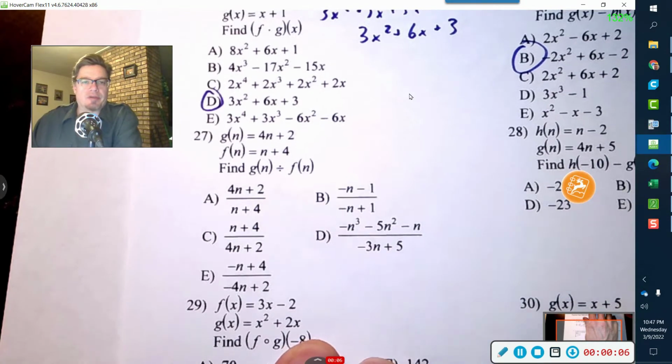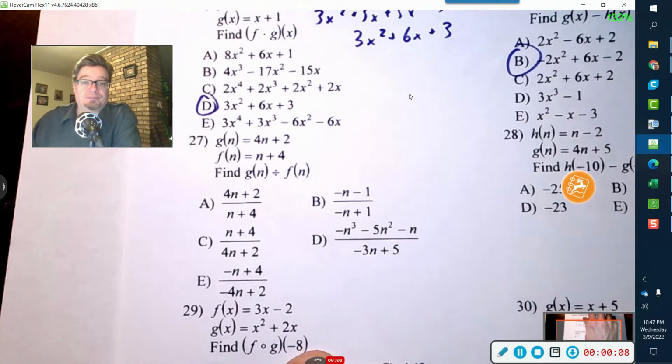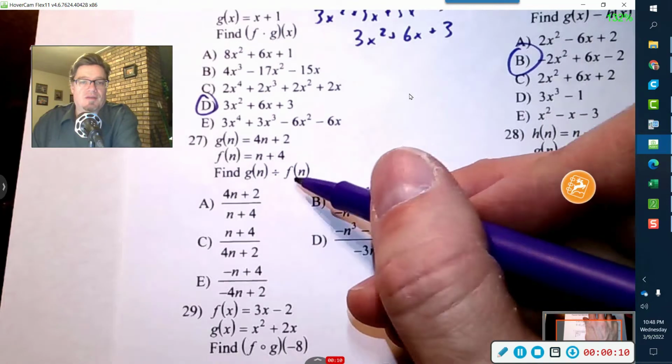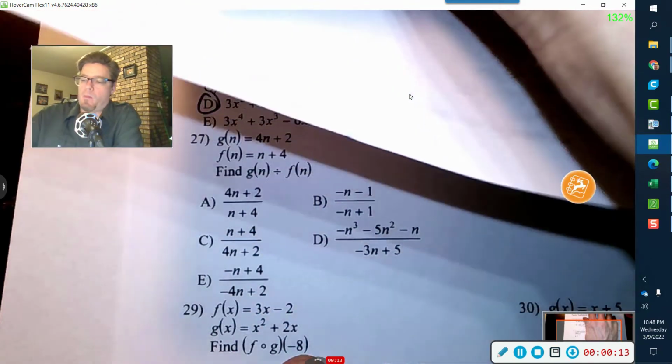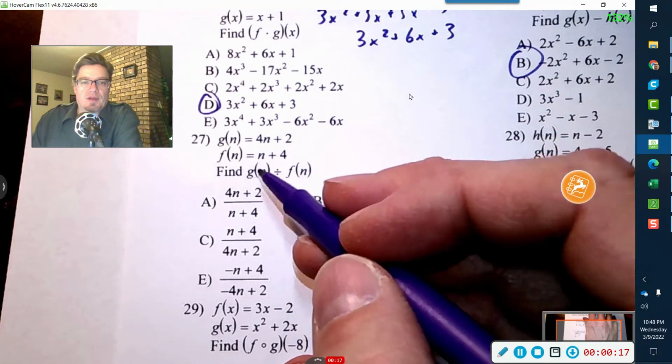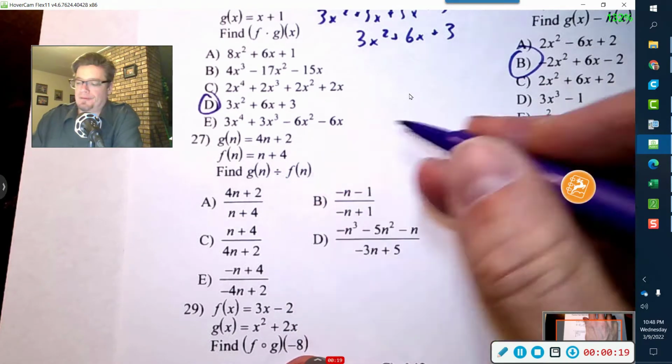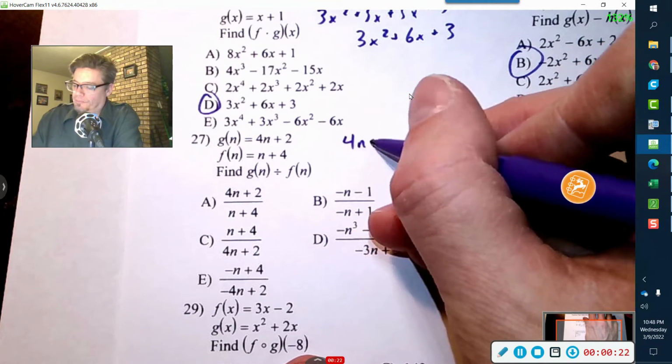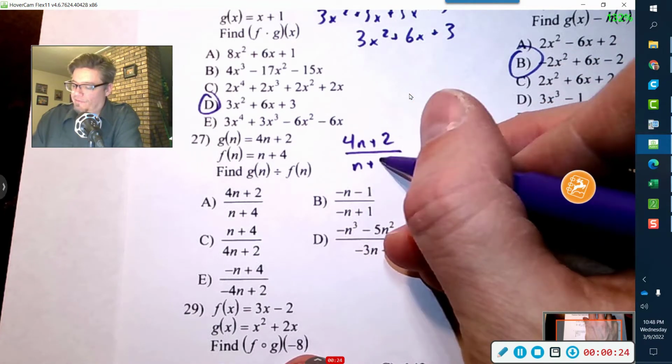Got function operations here, where now we've got division. G of n is going to be divided by f of n. Okay, so g of n is going to be in the numerator, f of n is going to be in the denominator. So you've got 4m plus 2 over n plus 4.